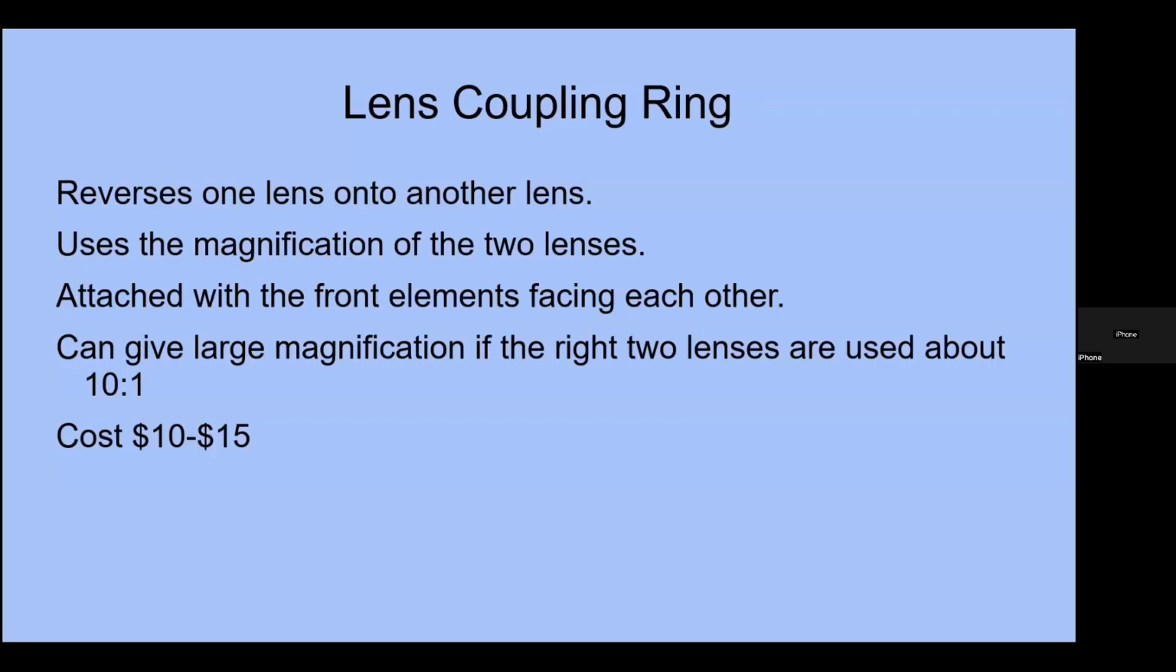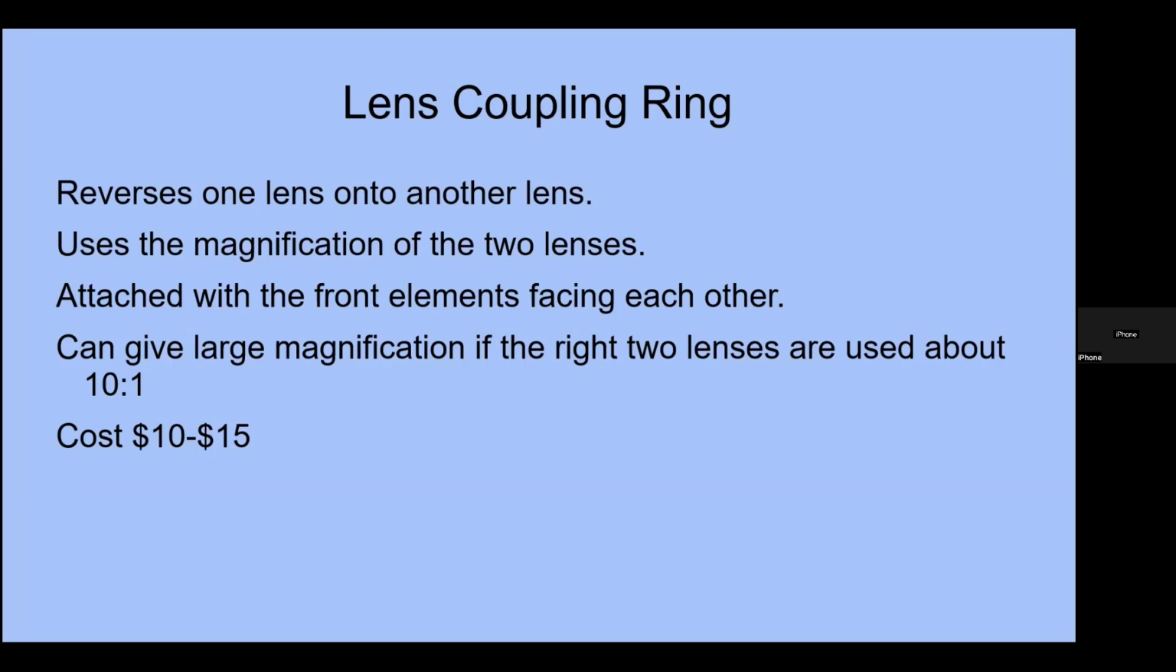A reverse coupling ring. That's another $10 or $15 investment. But what you do is, I have a 70 to 300 millimeter lens. I put the reverse ring on it. This is the reversing ring. The ring has threads on both sides.